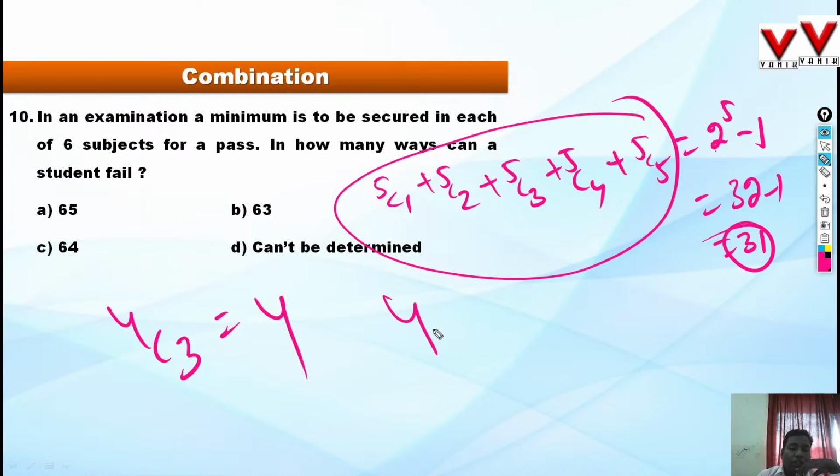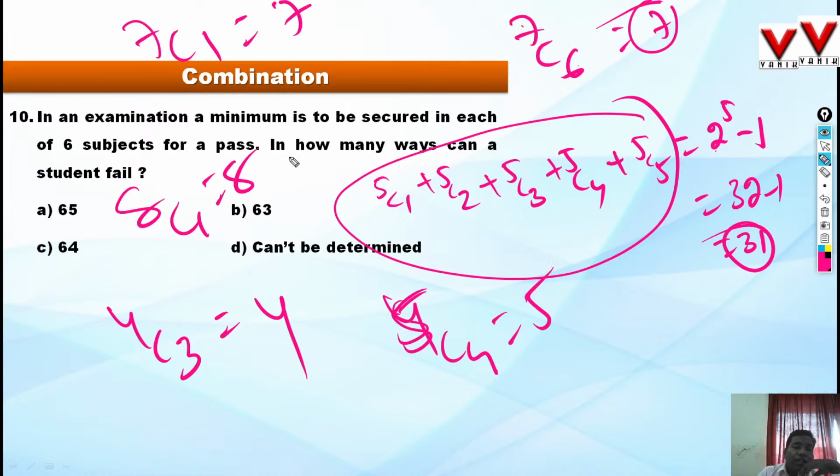Okay, same thing. 7C1 is 7. 8C1 is 8. 9C1 is 9. Suppose 4C2. 4C2 means 4 into 3 divided by 2. 6C2 is 6 into 5, both are consecutive numbers, 6 and 5 divided by 2.